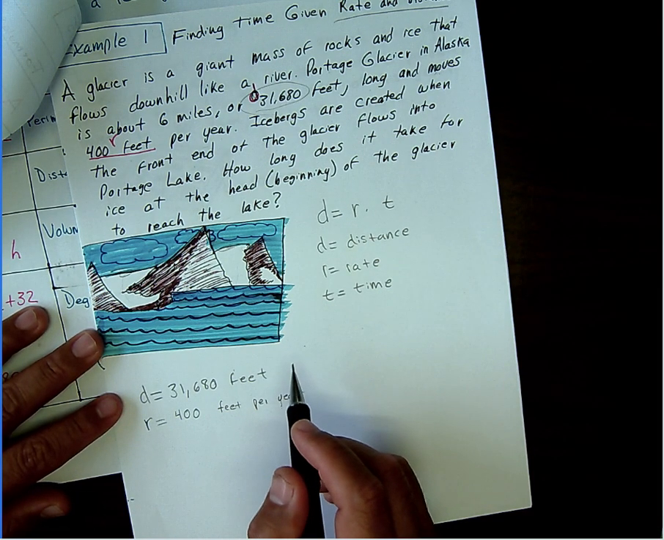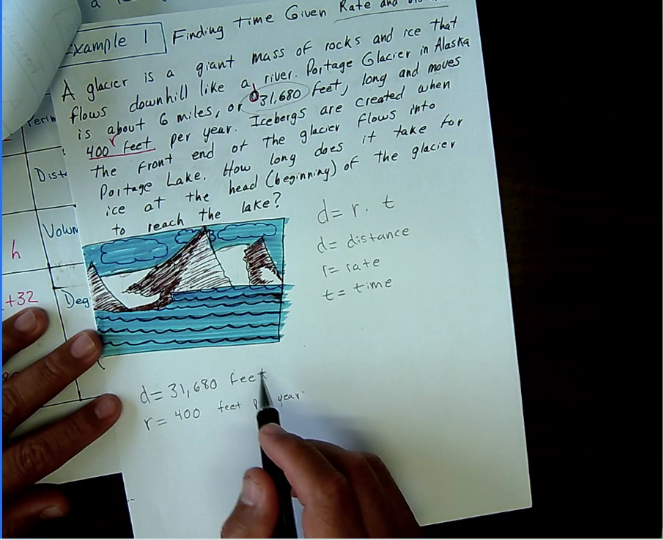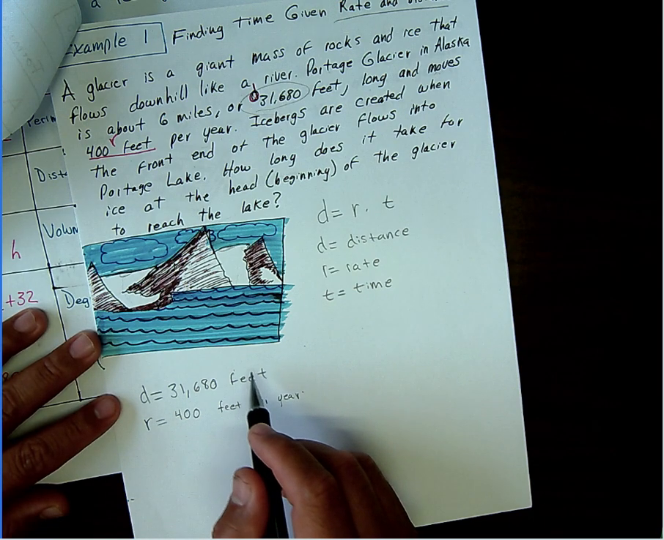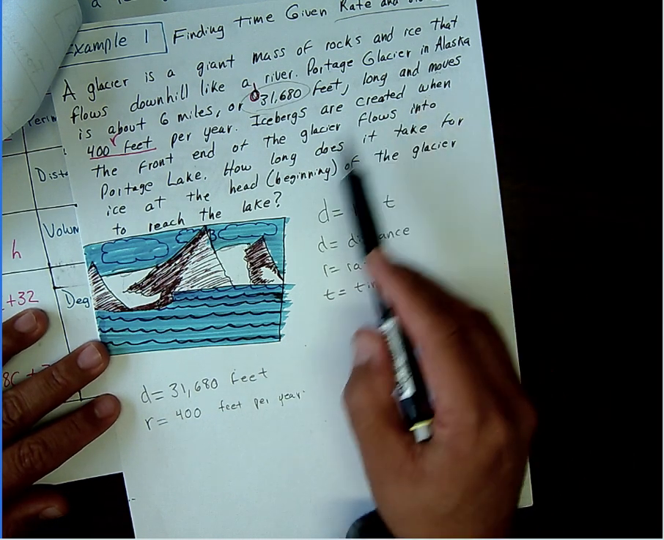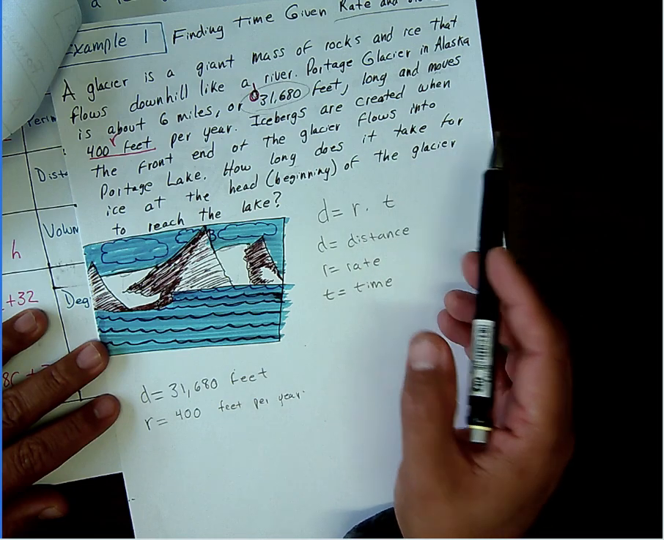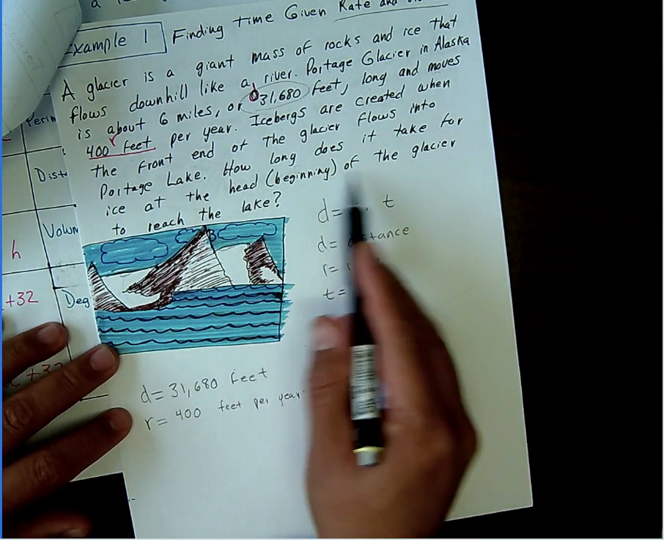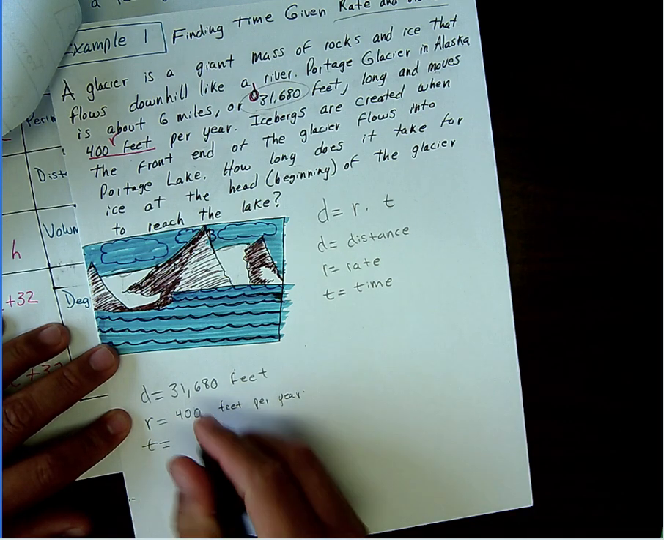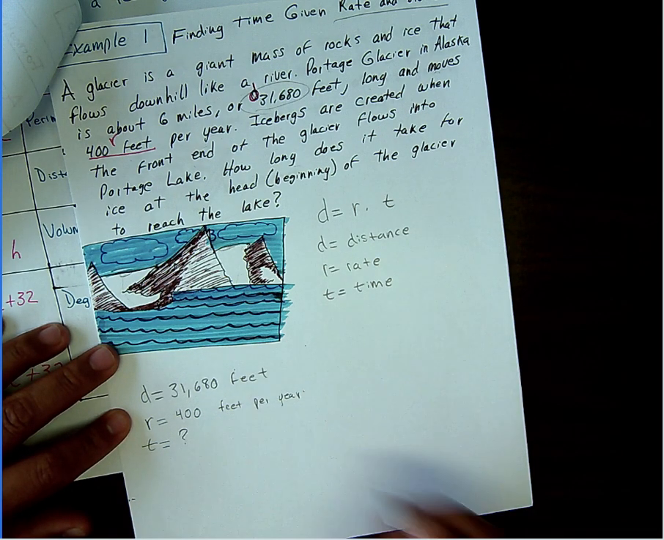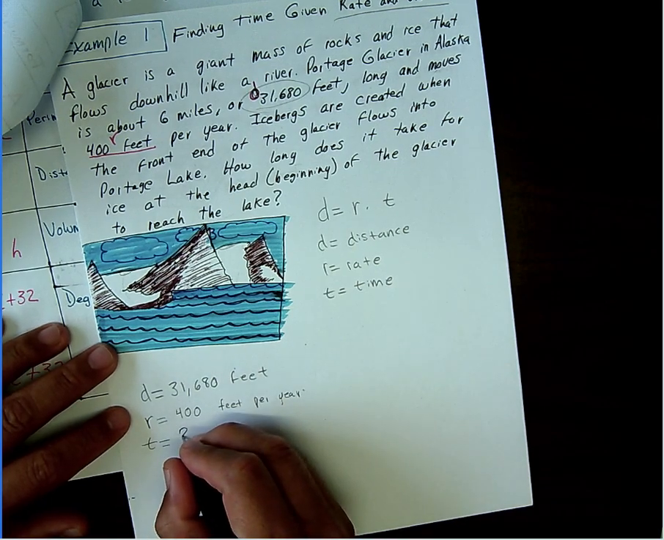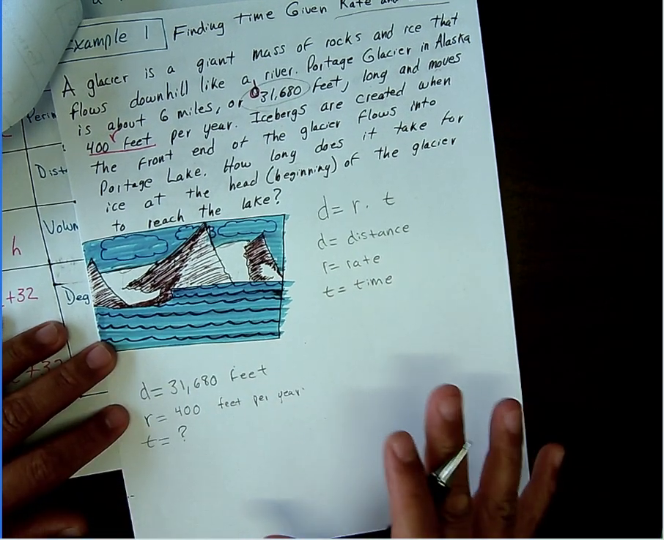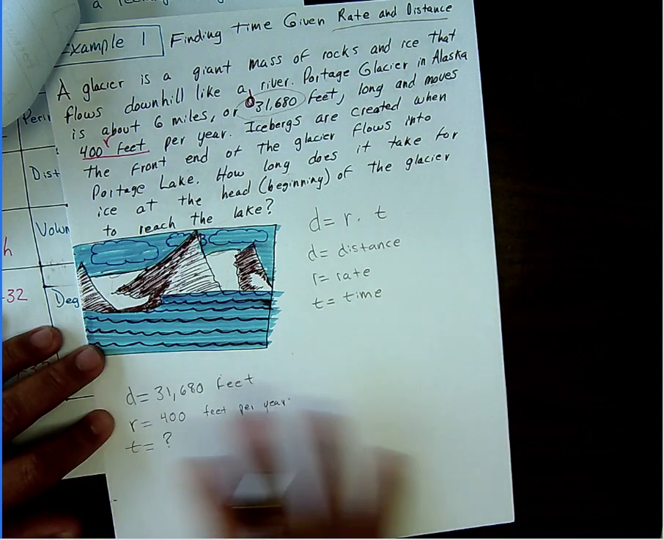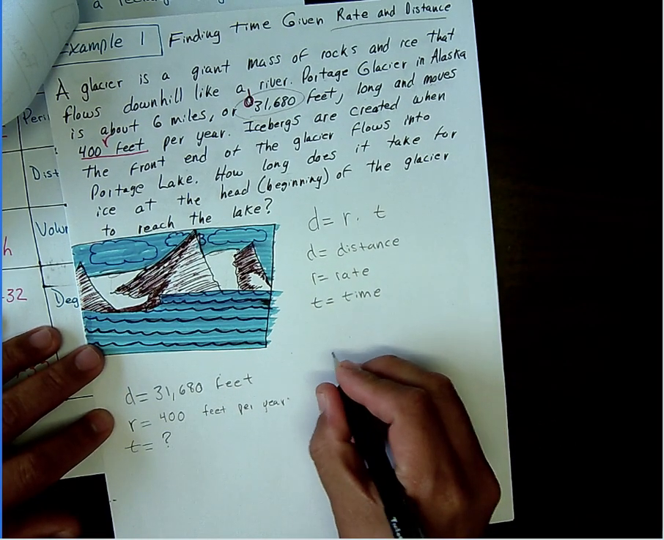Okay. So it's asking how long it's going to take. So how long does it take for the ice at the head, at the beginning of the glacier, to reach the lake? So the T, the time, we don't have it. That's what we want to know. So after that, remember when using formulas, all you have to do is substitute the information you have.